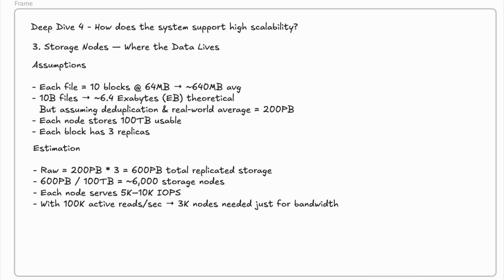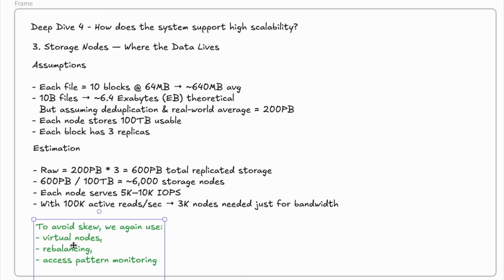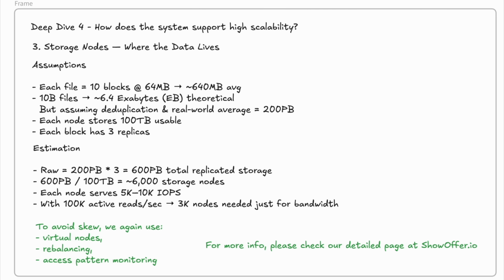We route reads to the least loaded replica. We distribute blocks by hash, and we monitor for skew. That's when one node gets more data or traffic than others. To avoid skew, we again use virtual nodes, rebalancing, and access pattern monitoring. In short, scaling the storage layer is about balancing space, throughput, and replica health at massive scale.